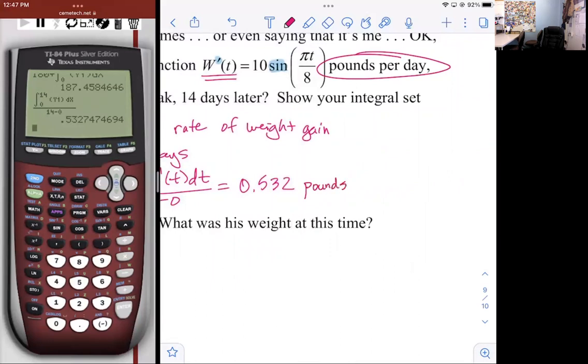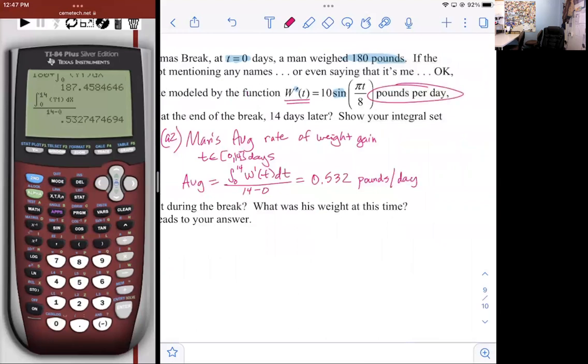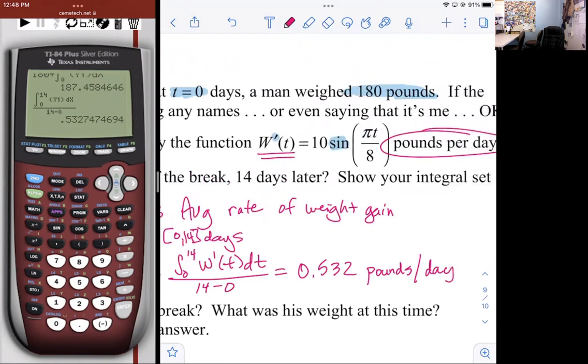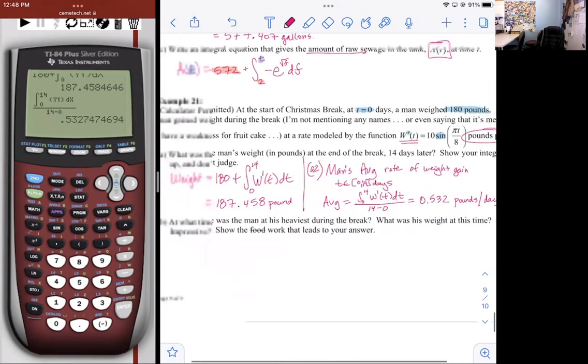Pounds per day. If you had to write a sentence with units, you would say from t equals 0 to t equals 14 days, the man's average rate of weight gain was 0.532 pounds per day. On average, he gained a half pound a day. If they had given me the equation for W, his weight at any given time, then we could have figured out his average weight by doing the average value. But that was the rate equation.